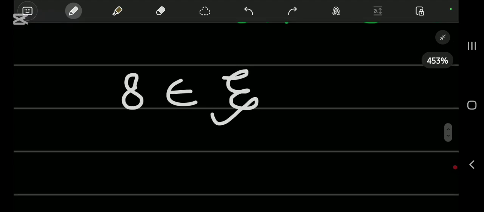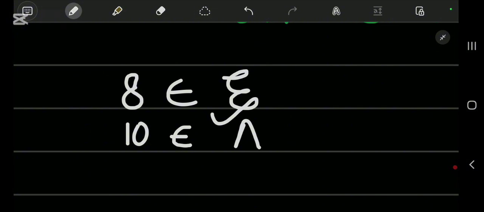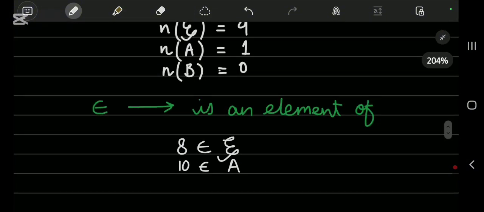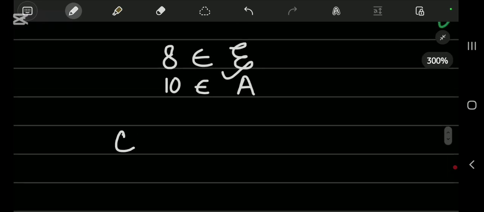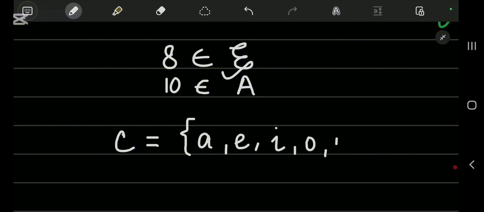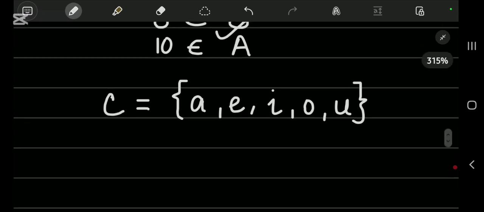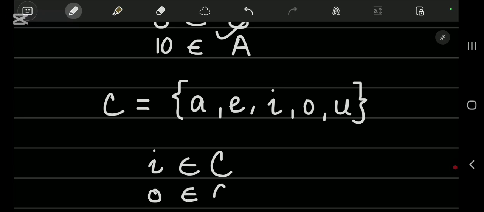Now let's take your set A example. 10 is an element of set A, so we'll write 10 epsilon A, so that represents 10 is an element of A. Let's take one more example of a set. Let's see, we have a set C that says C is equal to A, E, I, O, U. This is a set that represents vowels. So how do we write that? Again, using the symbol epsilon, it will be written as I is an element of C, or O is an element of C.